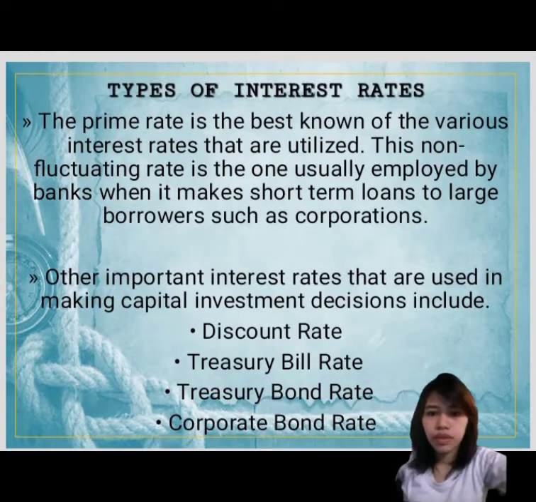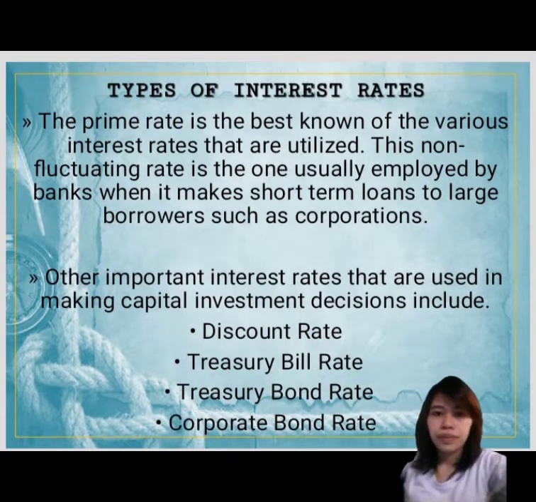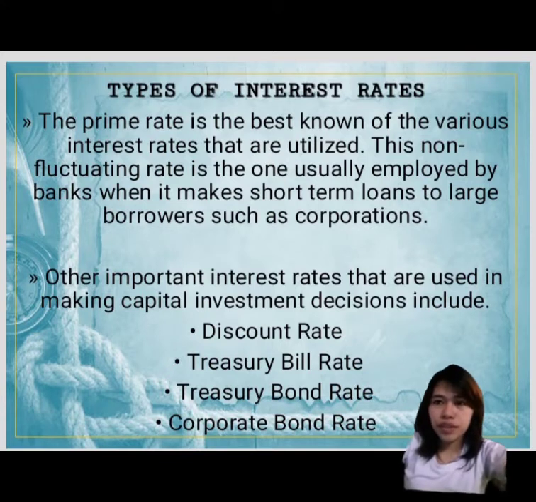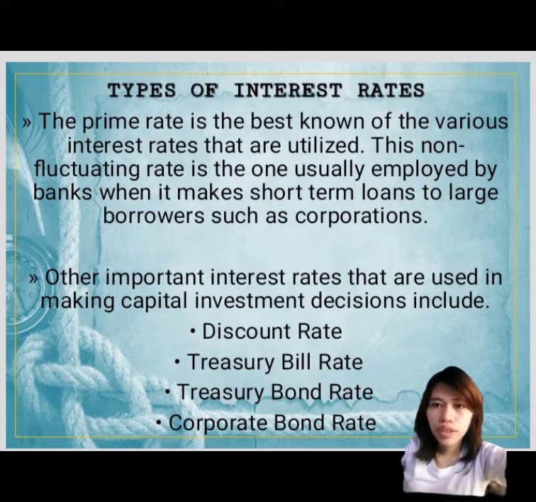So, the types of interest rates. The prime rate is the best known of the various interest rates that are utilized. This non-fluctuating rate is the one usually employed by banks when they make short-term loans to large borrowers such as corporations. Other important interest rates that are used in making capital investment decisions include discount rate, treasury bill rate, treasury bond rate, corporate bond rate.